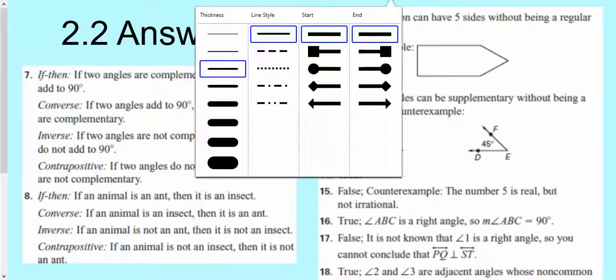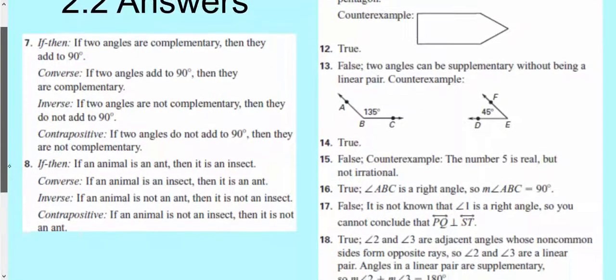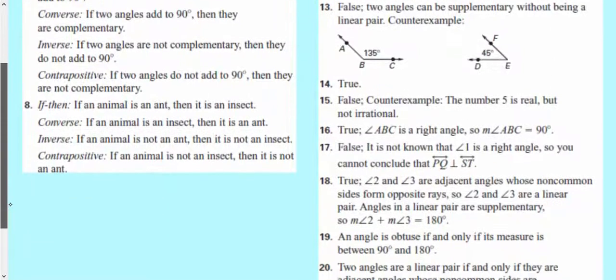Again, I'm testing out my microphone here, seeing if I can get the volume to pick up a little bit better on my computer. Here are the answers for 2.2.